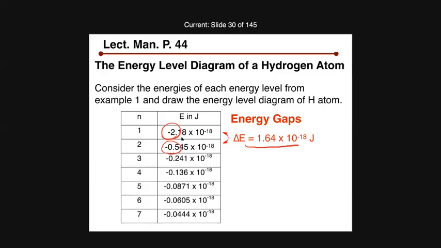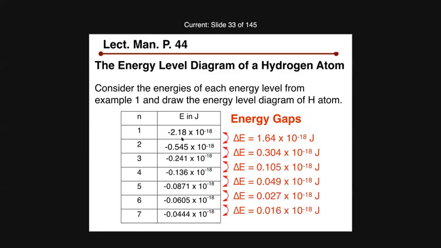If you do the same thing for the rest, I'm going to find the difference between 2 and 3, 3 and 4, 4 and 5, 5 and 6, and 6 and 7. These are the numbers that you will get. You probably notice that the energy difference between 1 and 2 is the greatest, and then it gets smaller and smaller as you increase the n value. As n increases, the energy gaps get closer and closer together. This gap is the biggest, so between energy 1 and 2, if you have the nucleus here, it would be the biggest.